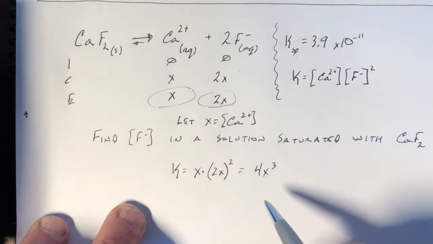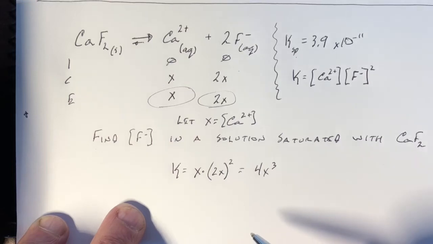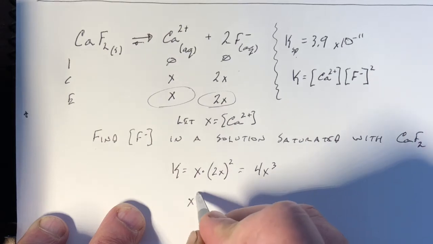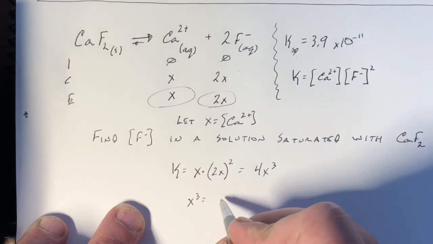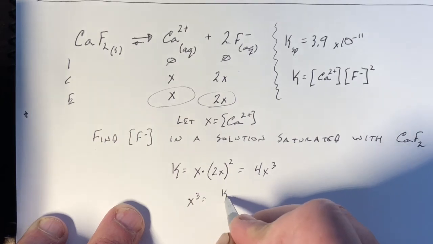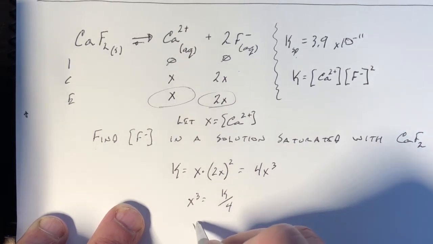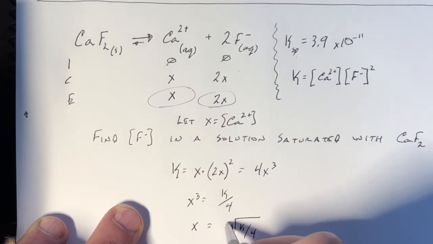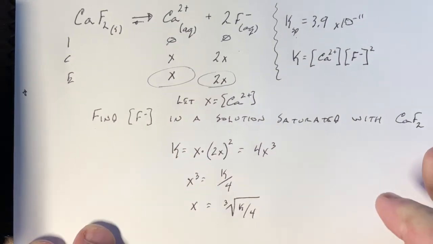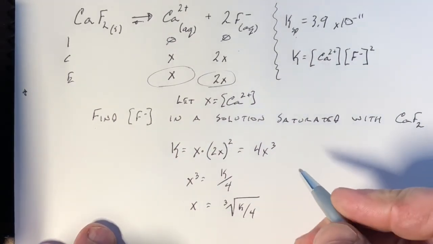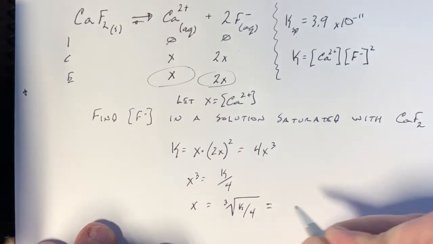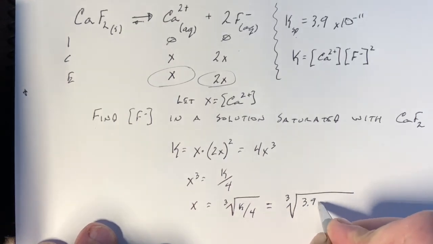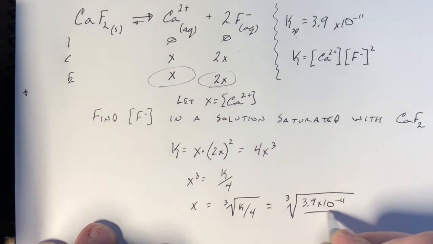I want to solve for X, or rather I want to solve for 2X, that'll be my fluoride ion concentration. Doing this math-wise, X cubed is equal to the value of K over 4, or X is going to be the cube root of K over 4. All that algebra you took, whenever you took algebra, is coming into use here. Numerically, we're just going to plug that in. So we have the cube root of 3.9 times 10 to the minus 11 over 4.